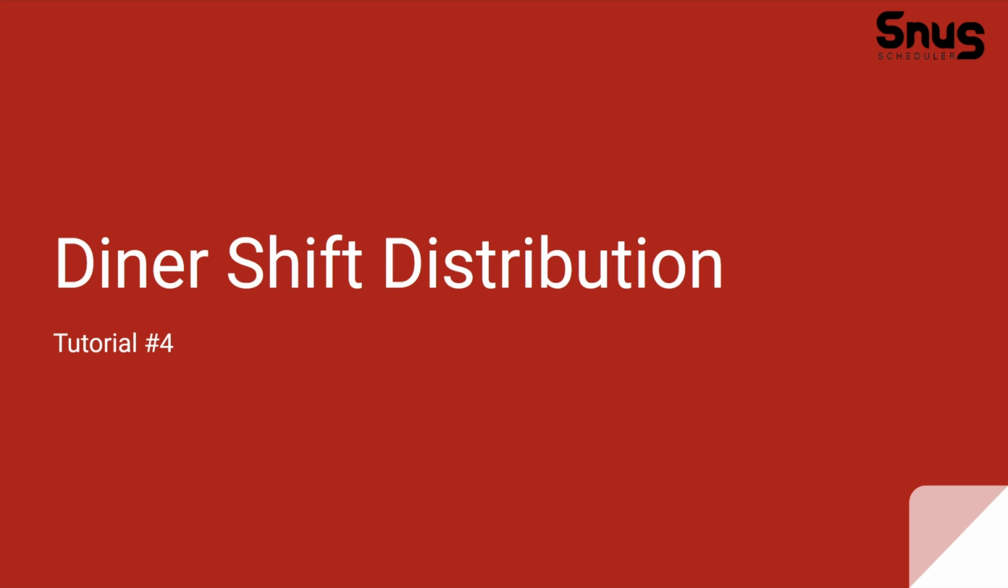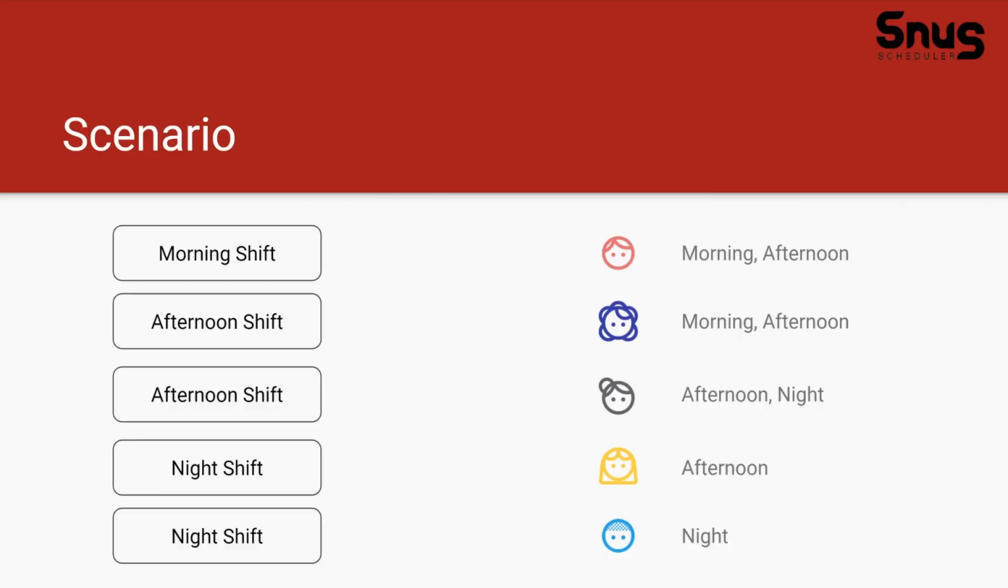In this video, I show you how to use Snug Scheduler to distribute a set of fixed shifts to employees who are available to take them. Here is the scenario. A manager of a diner has 5 shifts to schedule for tomorrow: 1 morning shift, 2 afternoon shifts, and 2 night shifts.